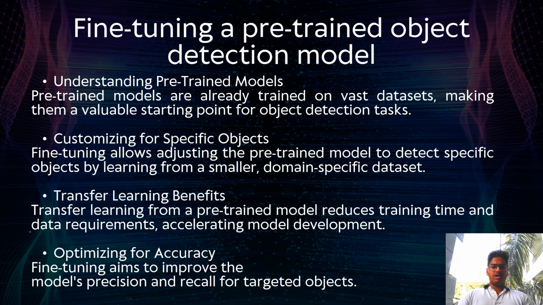Fine-tuning a pre-trained object detection model. Understanding pre-trained models: pre-trained models are already trained on vast datasets, making them a valuable starting point for object detection tasks. Customizing for specific objects: fine-tuning allows adjusting the pre-trained model to detect specific objects by learning from a smaller domain-specific dataset. Transfer learning benefits: transfer learning from a pre-trained model reduces training time and data requirements, accelerating model development. Optimizing for accuracy: fine-tuning aims to improve the model's precision and recall for targeted objects.